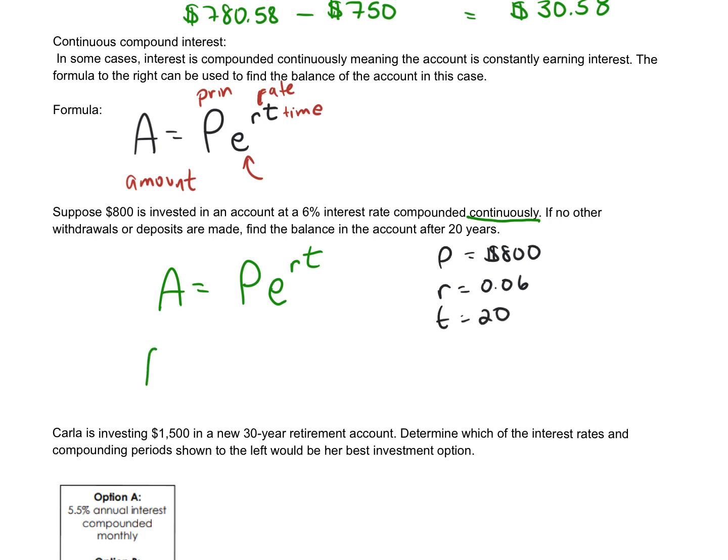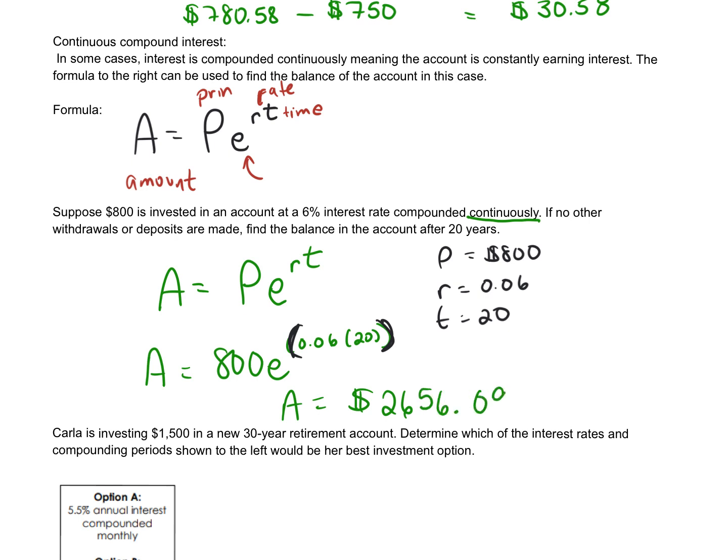So I'll simply just plug those in, and I would encourage you to do the same. Pause the video, make sure that you're getting the same value I am. So 800 e to the 0.06 times 20. And again, these parentheses around the exponent will really make sure that you're getting the correct answer. So I am getting $2,656.09. So we've almost tripled our money in 20 years, which is pretty good.